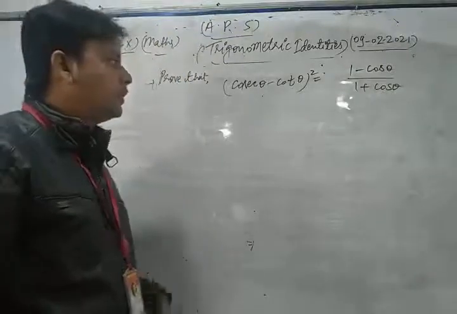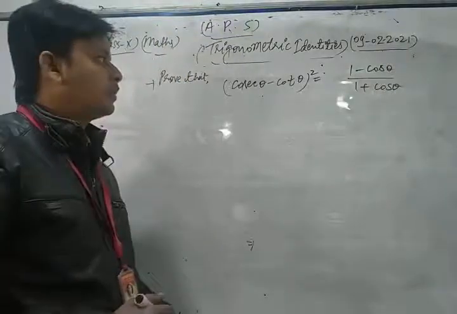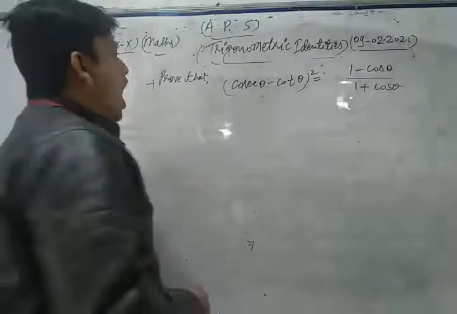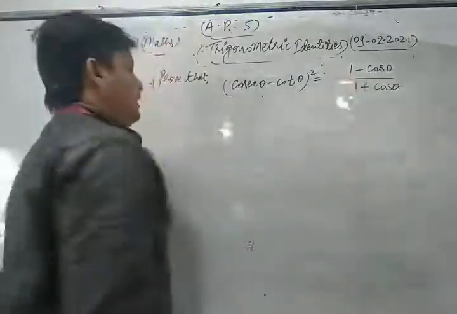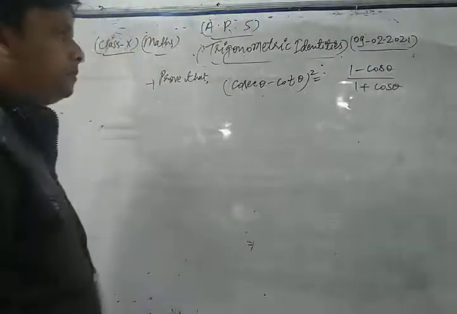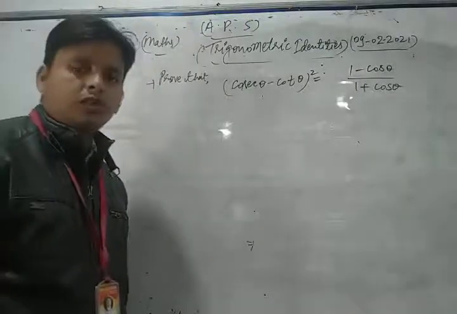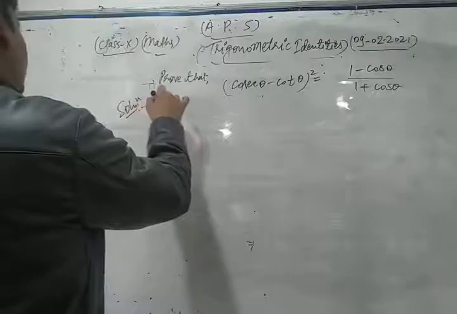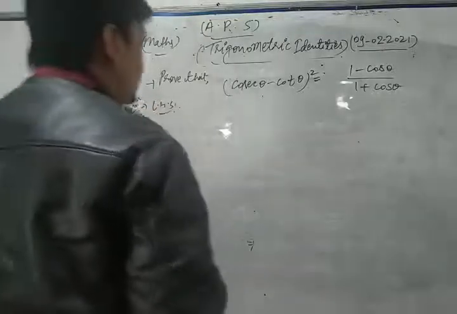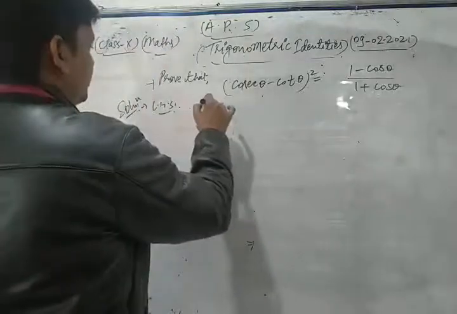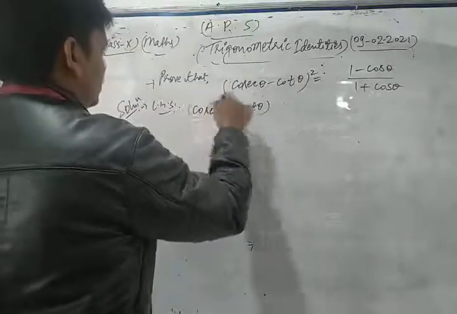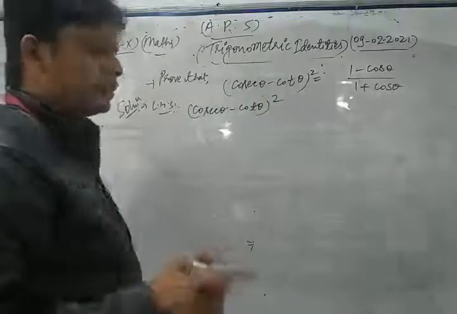We have to show that (cosec theta minus cot theta) whole square is equal to (1 minus cos theta) upon (1 plus cos theta). For that question we take the left hand side. Okay, so now let's simplify them. We take the left hand side of this question, which is (cosec theta minus cot theta) whole square. Now first of all we convert it into sin and cos.